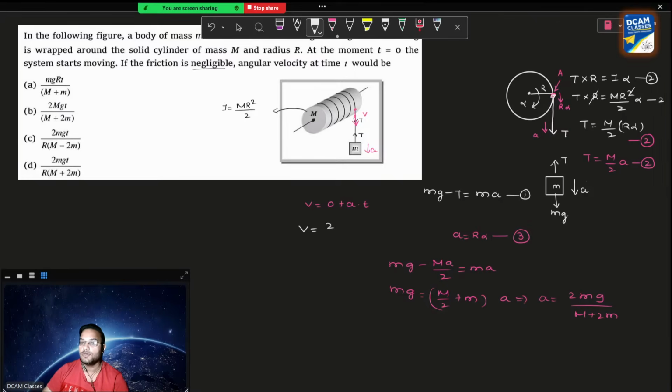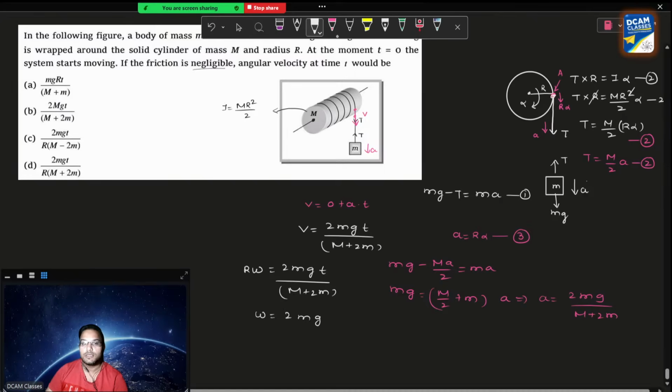So v is equal to 2mgt by capital M plus 2m. And now because I know v is equal to r into omega at that point, so I'll equate with r omega is equal to 2mgt by capital M plus 2m. So my answer will be omega is equal to 2mgt by (M plus 2m) into r. Means the answer should be t.